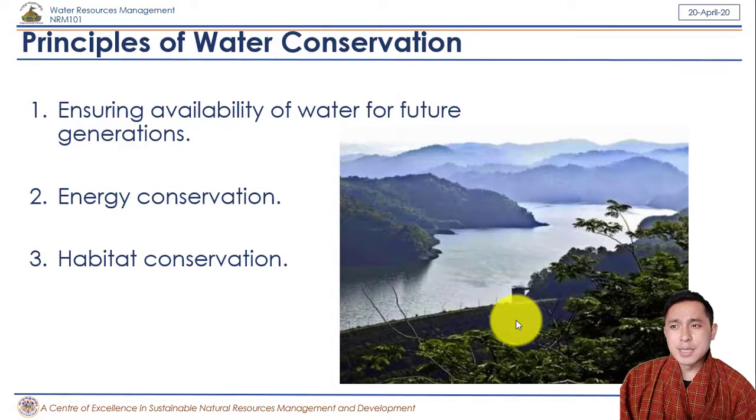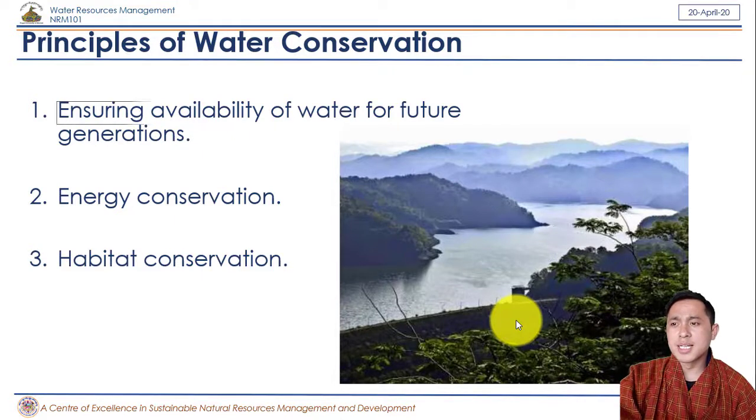Let us look at the principles of water conservation. We saw in our learning outcomes that one of the learning outcomes that you should have is the principle. So when we're looking at the principles of water conservation, there are lots of principles around the globe, but the main paradigm or the main essence of water conservation is around these 3 points.